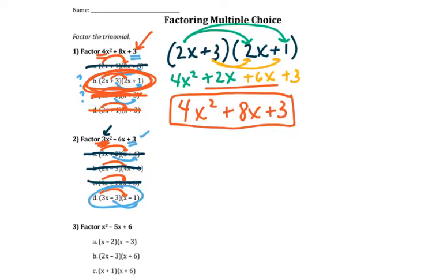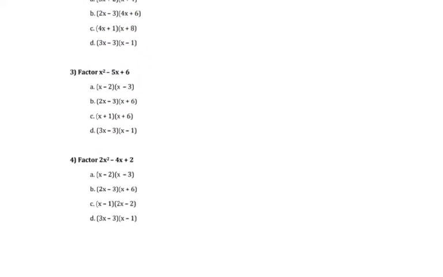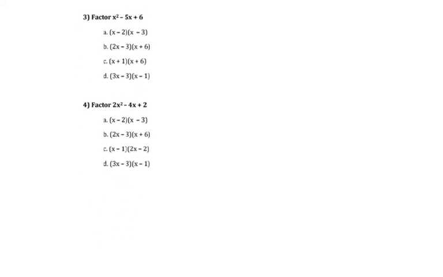So without factoring and without double distributing, we were able to just check the fronts and check the backs and get your answer. So go ahead and try that same thing for number 3 and number 4. Check the front. X times x, yep, that's x squared. Negative 2 times negative 3, yep, that's positive 6. So A might be the answer.